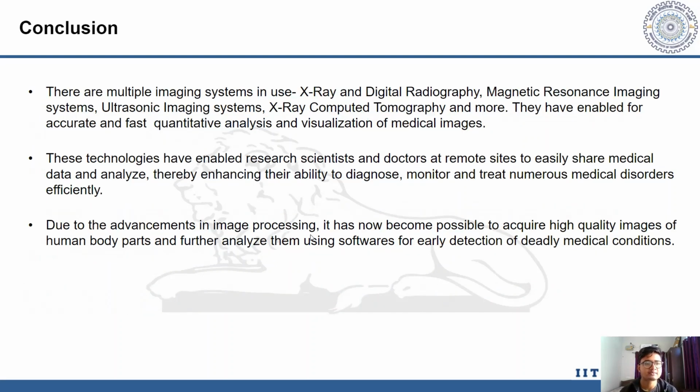Now let's finally come to the conclusion of this presentation on biomedical signal and image processing. There are multiple imaging systems in use: X-ray and digital radiography, magnetic resonance imaging systems, ultrasonic imaging systems, X-ray computed tomography, and more. They have enabled accurate and fast quantitative analysis and visualization of medical images. These technologies have enabled research scientists and doctors at remote sites to easily share and analyze medical data, thereby enhancing their ability to diagnose, monitor, and treat numerous medical disorders efficiently before it becomes very dangerous for a patient.